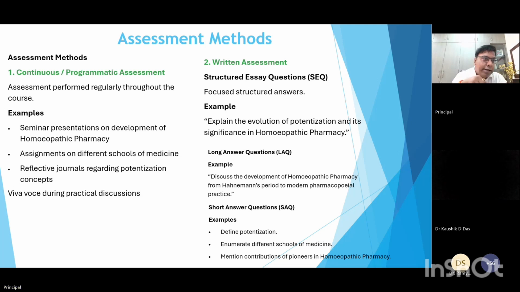Then LAQ, an example is given: discuss the development of homeopathic pharmacy from Hahnemann's period to modern pharmacopoeia practice. And similarly for SAQ also: define potentization, enumerate different schools of medicine. So in the assessment methods, there are different things: continuous programmatic assessment, SEQ, LAQ, SAQ. All the examples are given here, which will be shared with you all. This PPT will be shared with you all after the end of this session.